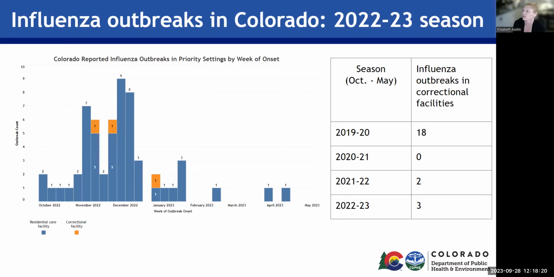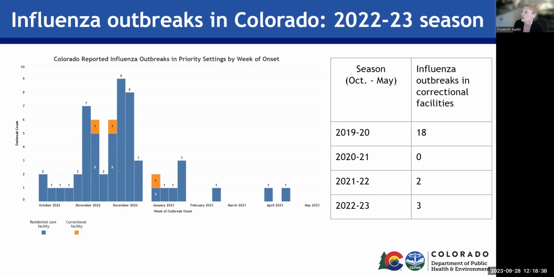And just for reference, in the table on the right, we have numbers showing how many outbreaks occurred in facilities by season in past years. So in the 19-20 season, we actually had several. We had 18. And then the 20-21 season, we had 0.